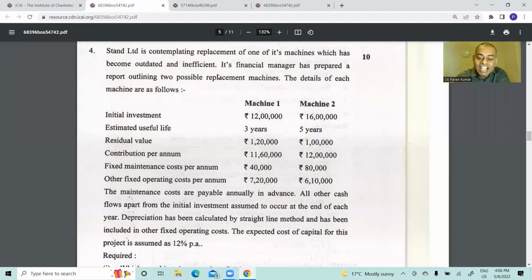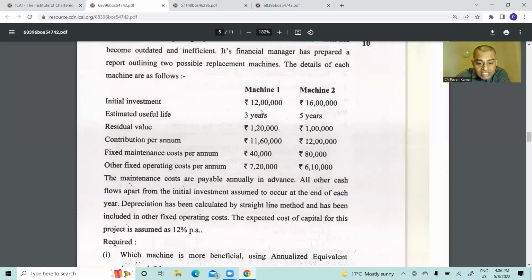Dude, first machine life is 3 years, second machine life is 5 years. This is called a life disparity problem. Equated annual benefit or equated annual cost we need to calculate. Life disparity problem. 10 marks gone if you do not understand this. One machine has 3 years of life, another has 5 years of life. When you calculate NPV, you cannot compare the NPV of a machine having 3 years life with the NPV of a machine having 5 years life.